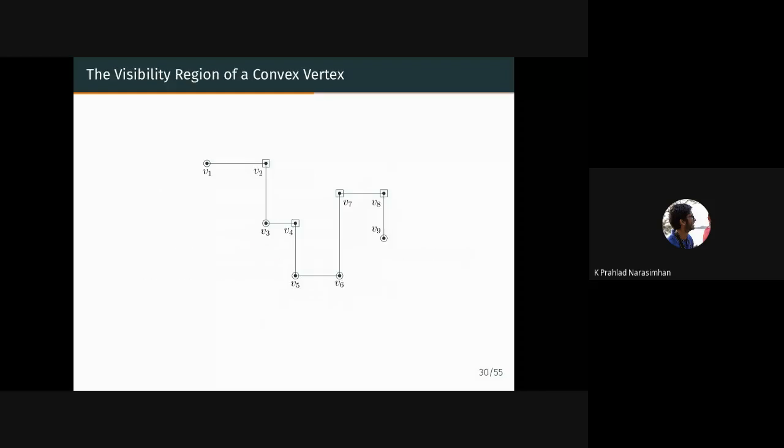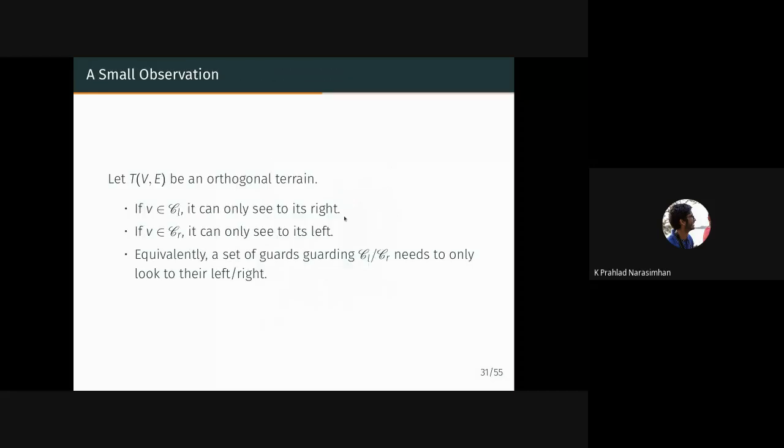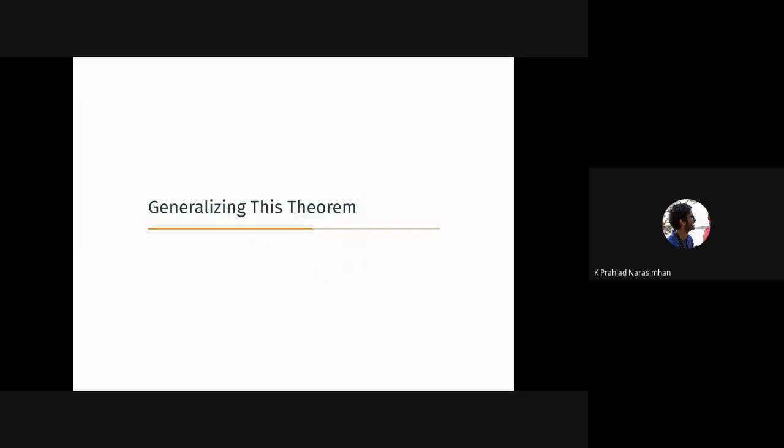Let's just go back. Let's say I want to guard V3 and V5. Then my claim is that I just need to look to the left. So if I consider V4, since I want to guard V5, I can make sure that V4 is the left guard. Similar for V2, V7, and so on. So that is what their claim was, and it was a fairly small observation, fairly innocuous, but it really helped them. And we will use the exact same thing to define our particular problem.